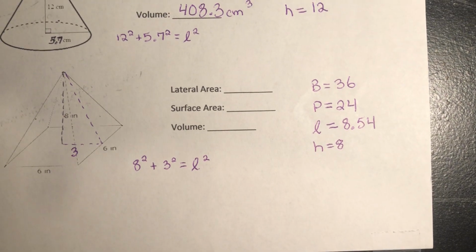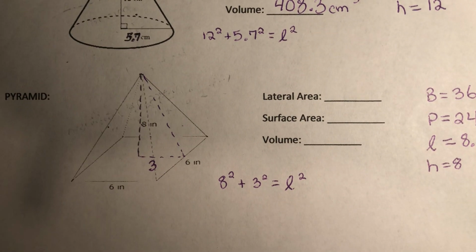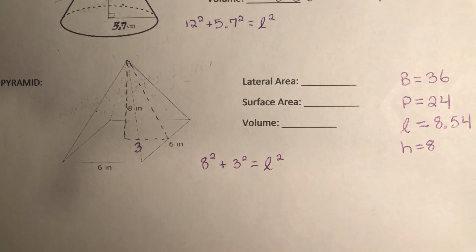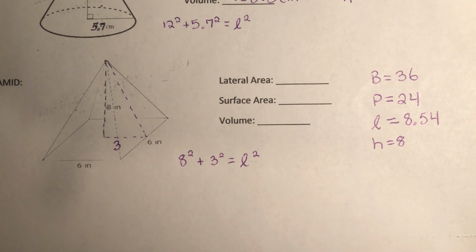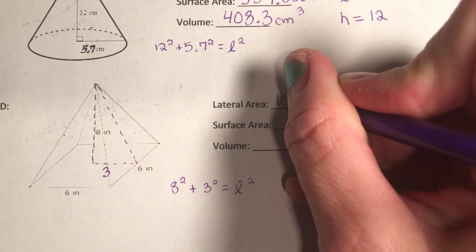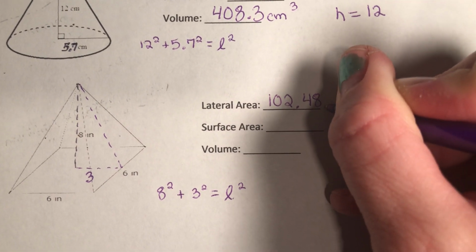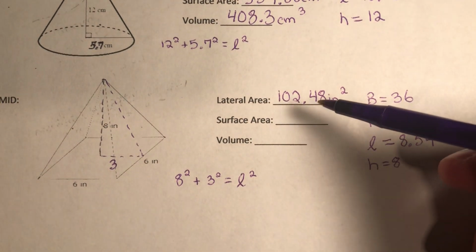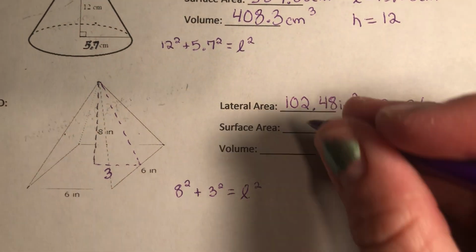Now we have all 4 of our variables that we need, so we can actually find our lateral area. Our lateral area of a pyramid is perimeter, so 24, multiplied by the slant height, 8.54, and divided by 2, and we get a lateral area of 102.48 inches squared.